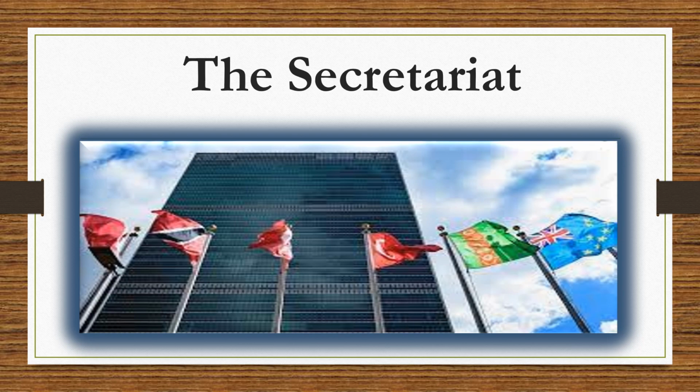Article 98 states that by virtue of his office, the Secretary General acts in that capacity at all the meetings of the General Assembly, the Security Council, the Economic and Social Council, and the Trusteeship Council. He is also under a duty to perform such other functions as may be entrusted to him by these organs. He is required to make annual reports to the General Assembly on the working of the organization.